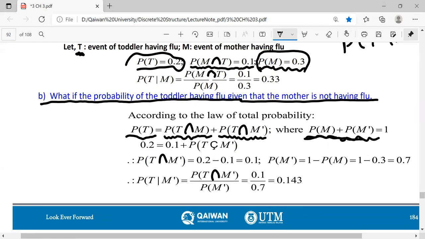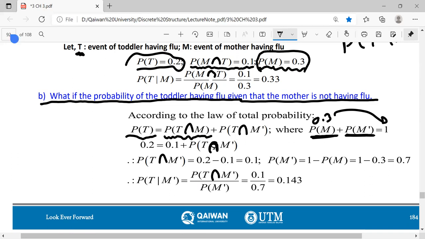This is written here: the probability of mother having flu plus the probability of mother not having flu is one. It's given that the probability of mother having flu is 0.3. So how about the probability of mother having no flu? The probability of M complement is 0.7, is it? We just move this to the other side, we get 1 minus 0.3, which is 0.7. That means the probability of mother having no flu is 0.7. And this intersection.